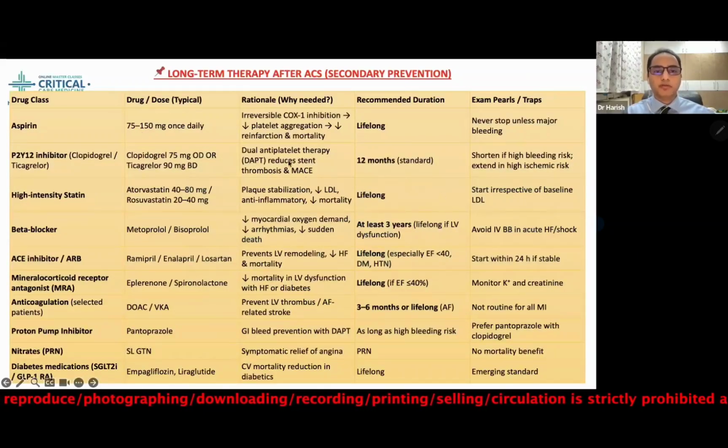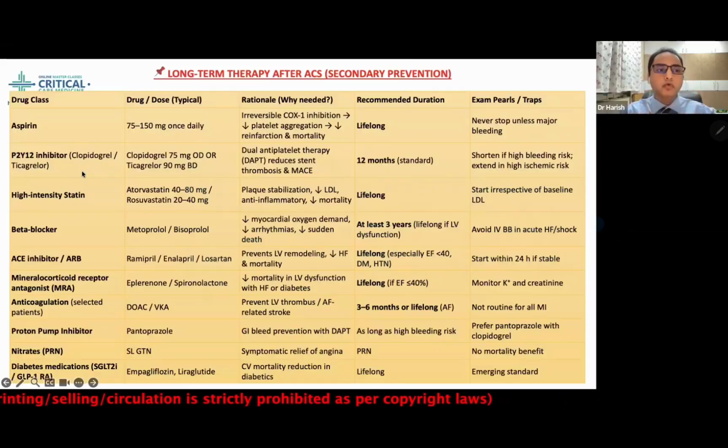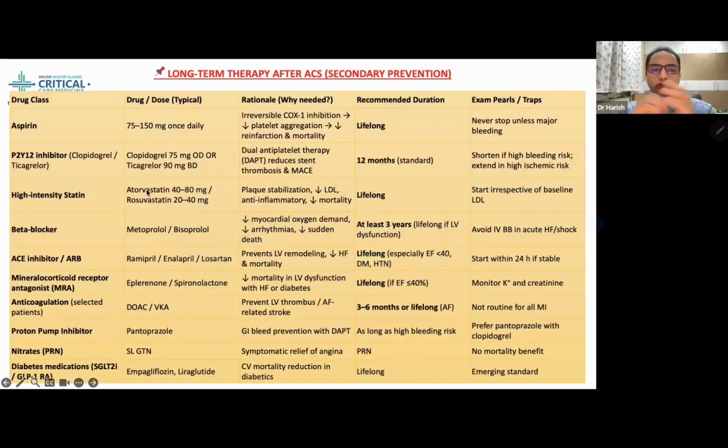Aspirin, 75 to 150 milligram, lifelong. Clopidogrel or ticagrelor, which are P2Y12 inhibitors: clopidogrel 75 OD, or ticagrelor 90 BD, for 12 months. This is the standard therapy. High intensity statin, atorvastatin 40 to 80 or rosuvastatin 20 to 40, lifelong. Beta blocker, metoprolol or bisoprolol, at least for 3 years, lifelong if LV dysfunction is there without any hypotension.